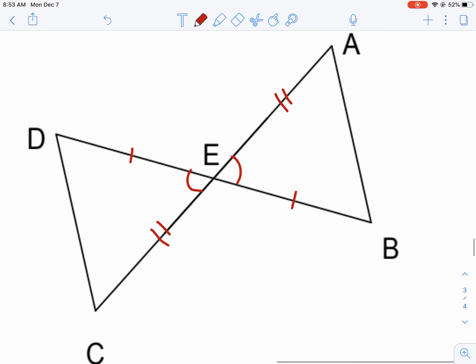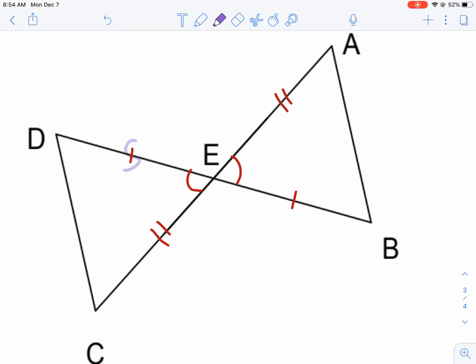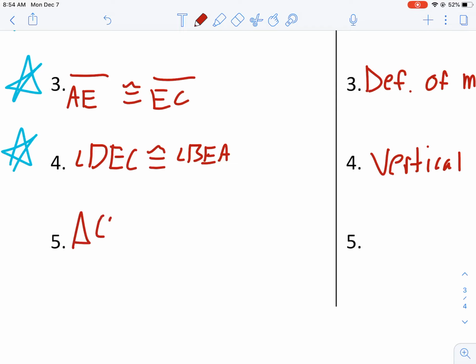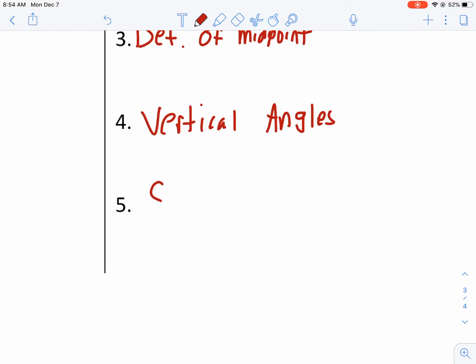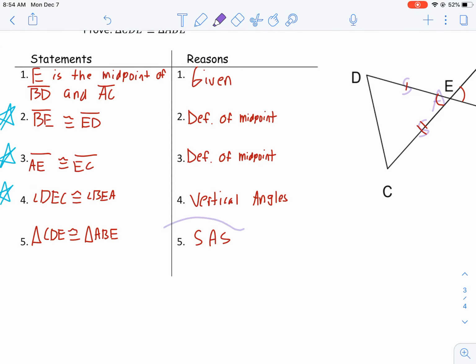Now, which three things do we have? Well, if we look, all right, let's try and write this down. We've got side, angle, side, all right? Two sides and an angle with the angle in between the two sides. So we can say that triangle CDE is congruent to triangle ABE by side, angle, side. So that's why we spent so much time with those theorems, all right, so that you know what you need to put right here. So for this one, it'd be side, angle, side.